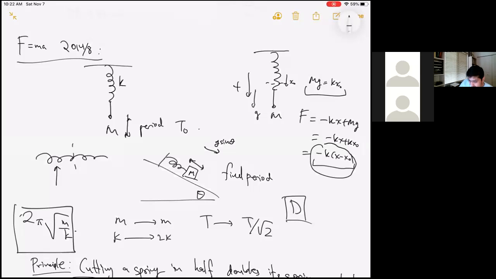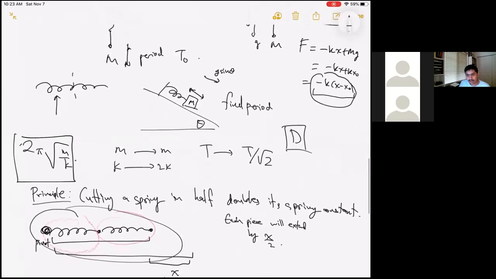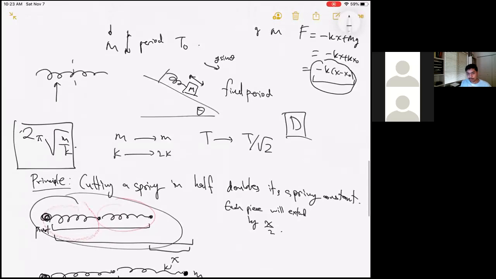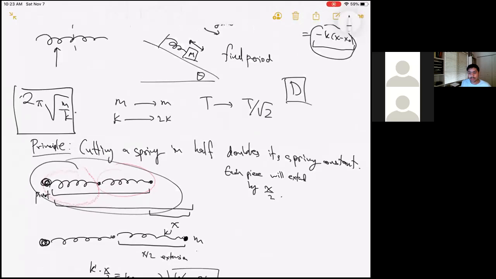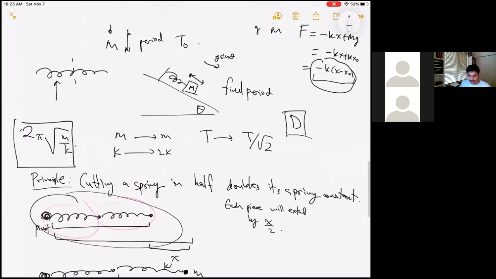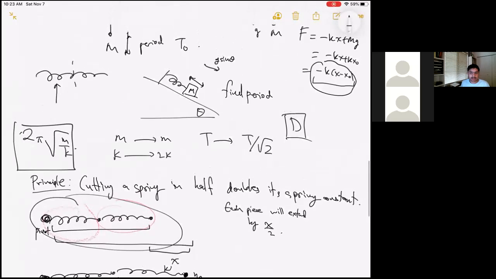Okay. Somebody's asking 2 pi square root m net over k net for all cases. Yes, but I wouldn't say it like that, because really this only holds in the case where you have a spring and a mass attached to it. I'm not sure what you mean by k net and m net. If you have multiple masses and multiple springs, then the system is more complicated.